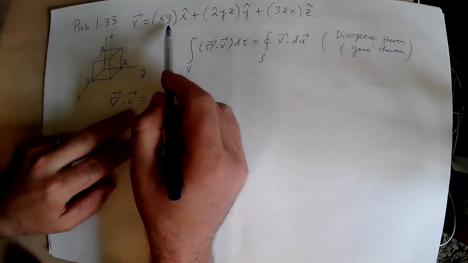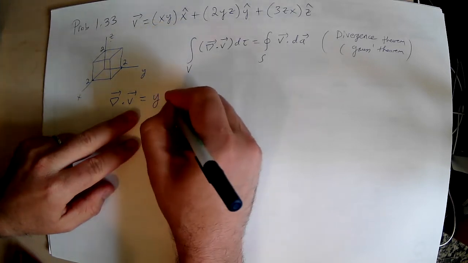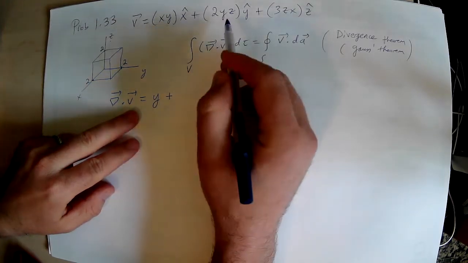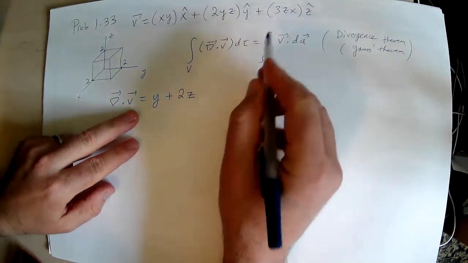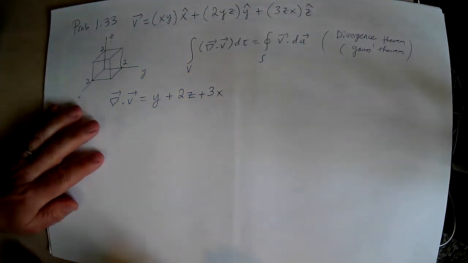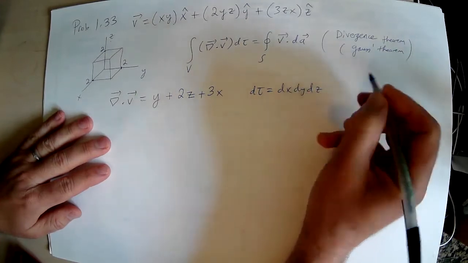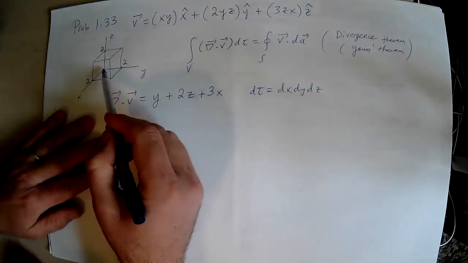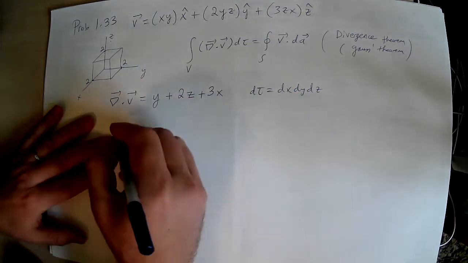Okay, so I will take the partial x derivative of the x component, xy, so it's going to bring me y, plus partial y of the second one, that's going to bring me 2z, partial z of the third one, that's going to bring me 3x. So this is the divergence. Now, d tau for Cartesian coordinates is dx, dy, dz. And in this case, the integration limits are 0 to 2 for each of the variables. So let's do it.